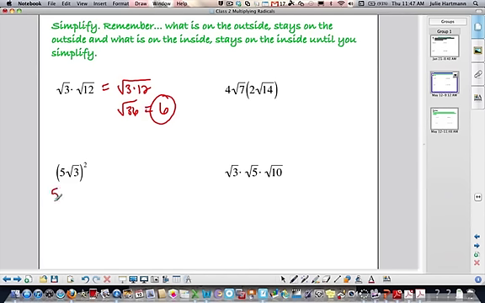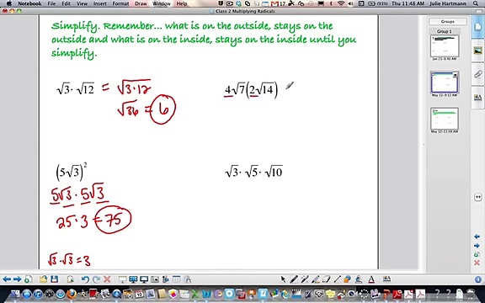Next one, 5 root 3 squared is 5 root 3 times 5 root 3. 5 times 5 is 25. Root 3 times root 3 is, we just talked about that, right? Root 3 times root 3 is 3. 25 times 3 is 75.